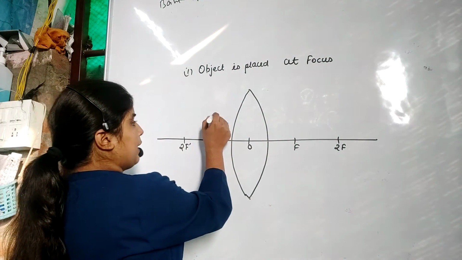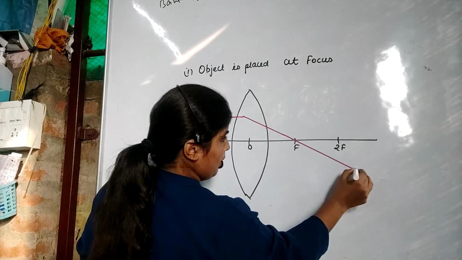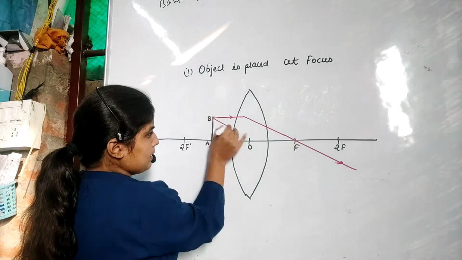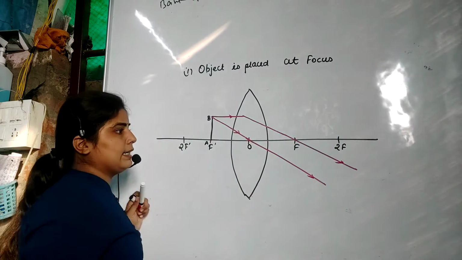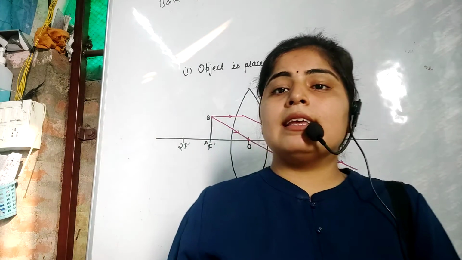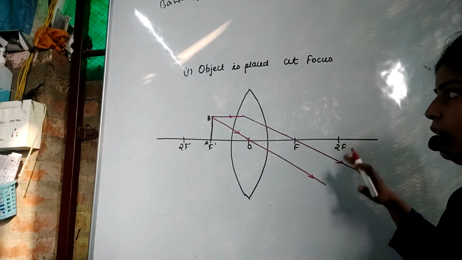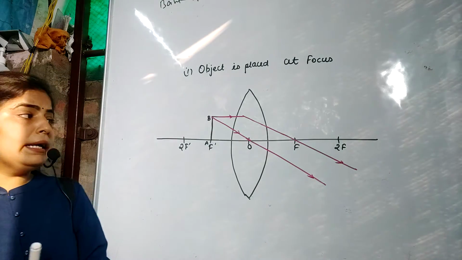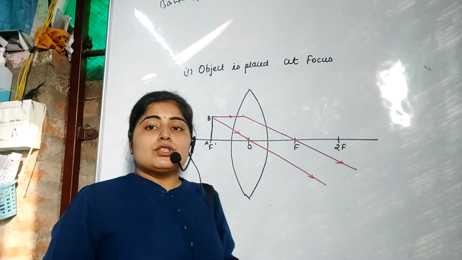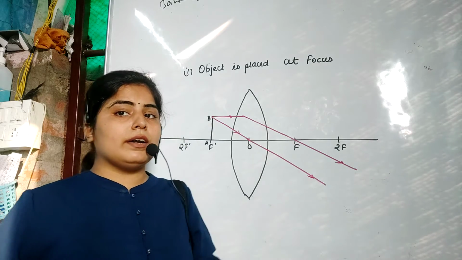That is, a ray of light which is parallel to the principal axis passes through the focus. And the ray of light which is passing through the optical center will be undeviated and go along the straight line. Here we are seeing that these two refracted rays are parallel to each other. Because they are parallel to each other, they will not meet. So finally we can say that the image which is formed is at infinity.